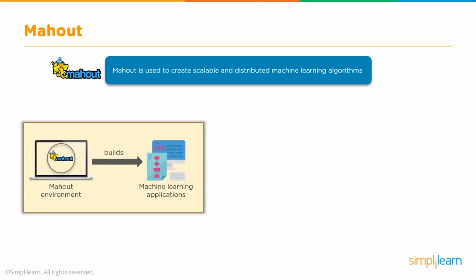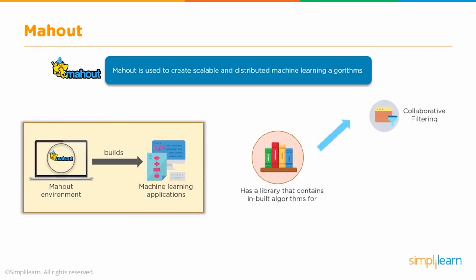So here we have our Mahout environment. It builds a machine learning application. So you're doing linear regression, you're doing clustering, you're doing classification models. It has a library that contains inbuilt algorithms for all of these, and then it has collaborative filtering. And again, there's our classification and there's our clustering. Regression, so you have your different machine learning tools. We can easily classify a large amount of data using Mahout.